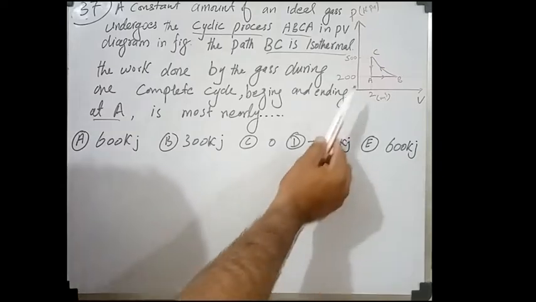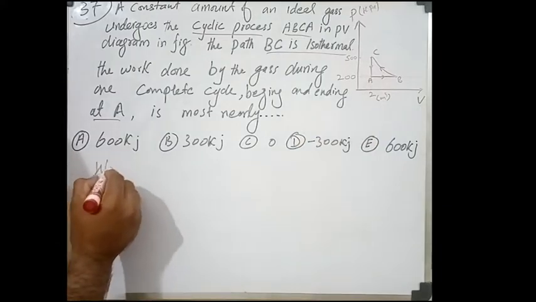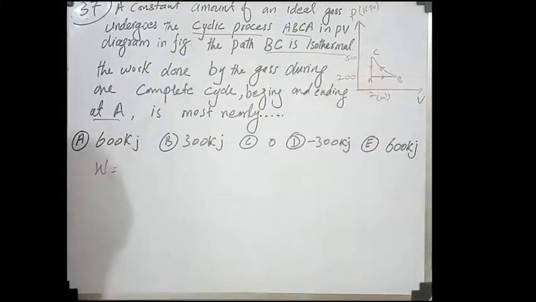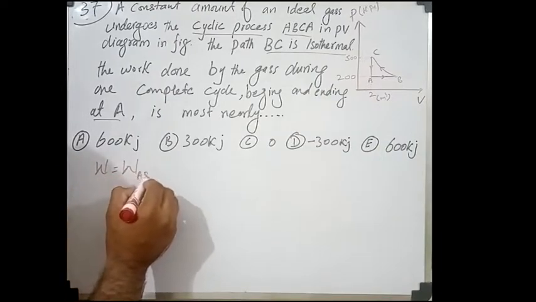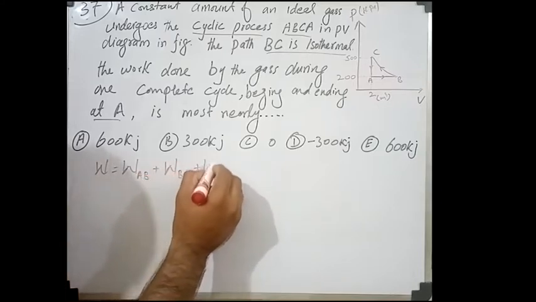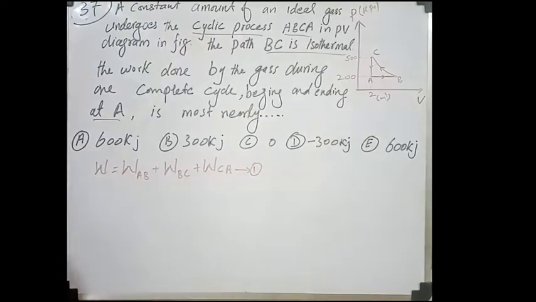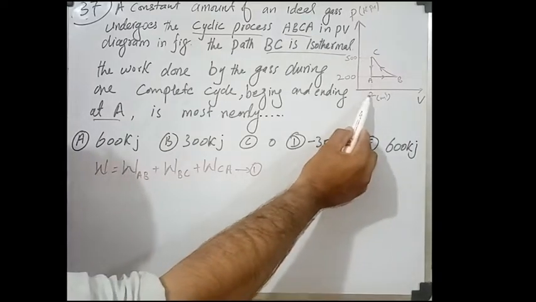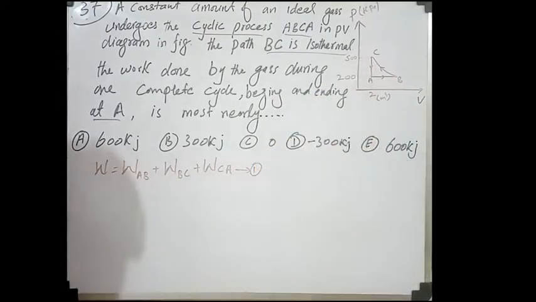In this diagram, there are 3 paths, so the total work done will be equal to the sum of work done by these 3 paths. So this will be equal to W from A to B plus work done from B to C plus work done from C to A. If we see in this figure, first of all, we are given volume at A but not at B. So pressure is also given at these 2 points.